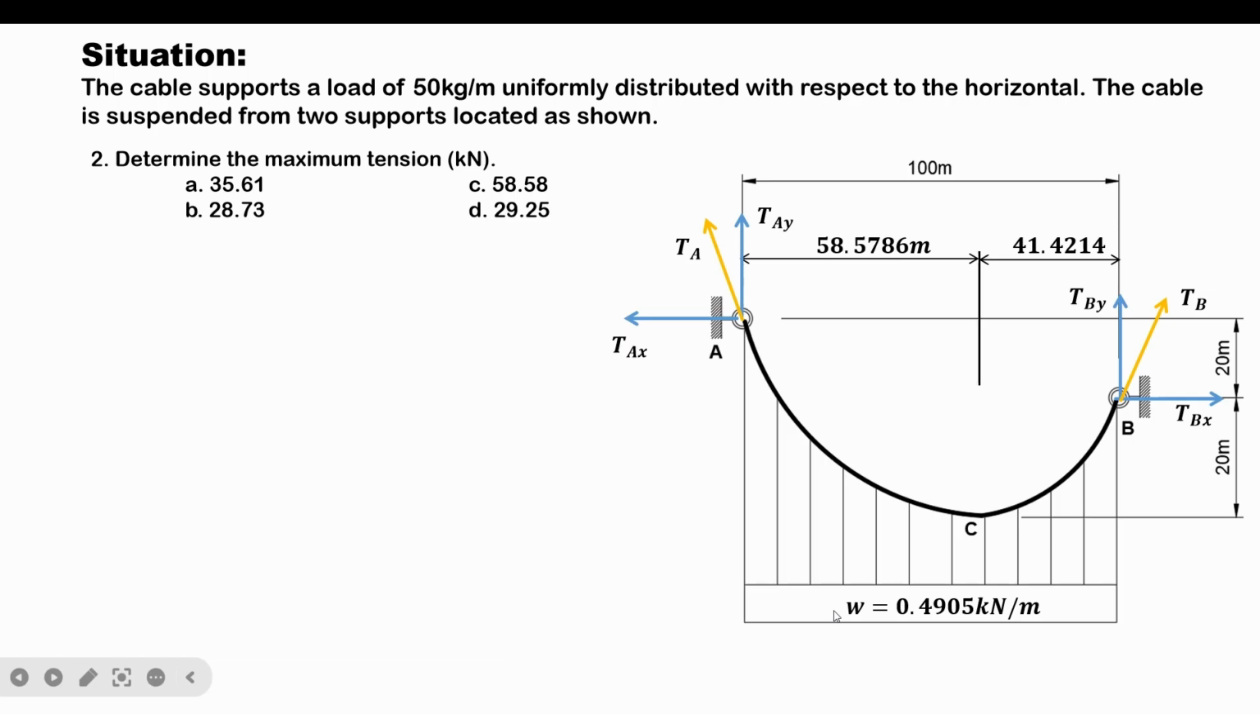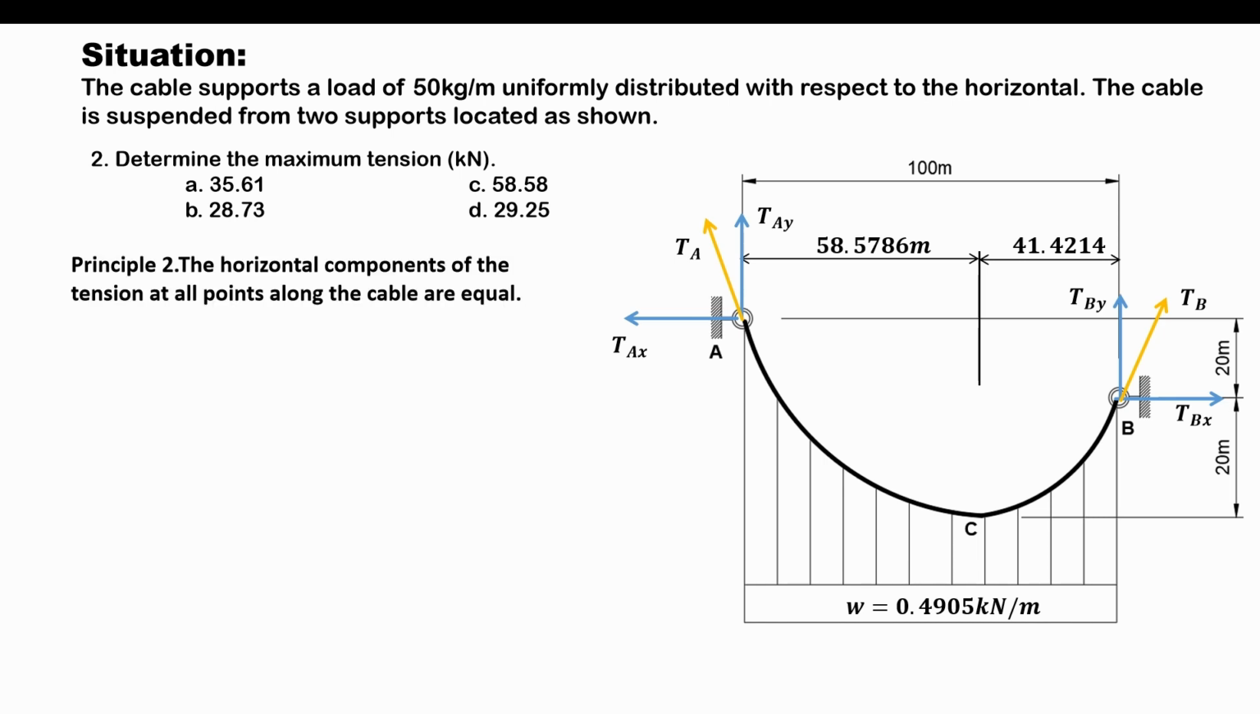So let's proceed to answering question number 2, and in this item we are asked to determine the maximum tension. In order for us to determine the maximum tension on the cable, we need to recall first two vital principles that pertain to a parabolic curve. Number 1 is that the horizontal component of the tension at all the points along the curve are equal. And the second principle states that the maximum tension occurs at the highest point of the cable.